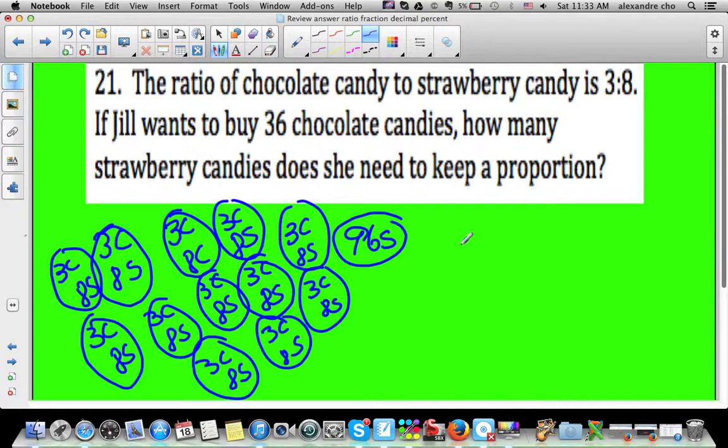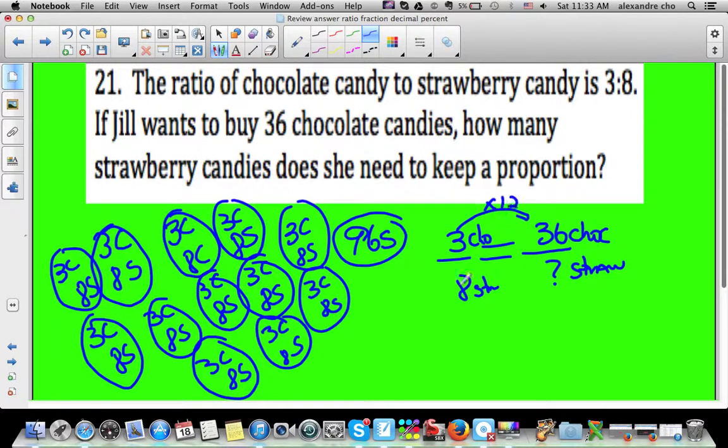So let's do this using a proportion. What happens when there's 36 chocolate? Let me erase that. 36 chocolates. How many strawberries? Our ratio was 3 to 8, 3 chocolate for every 8 strawberries. So again, there is a relationship here, which is times 12. And here will also be times 12, giving us 96.